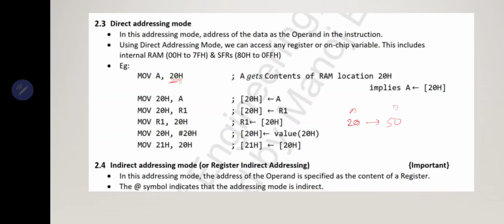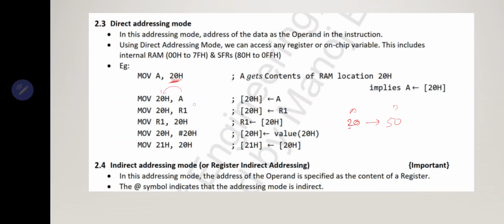So move A comma 20 means this instruction will go to the address location 20, and the data in this location is moved to the accumulator. That is move A comma 20. The data in the address 20 is moved to the accumulator register A. A gets the content of RAM location 20H. Move 20H comma A is nothing but the data in A moving to 20H.